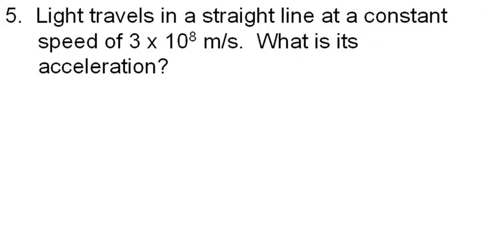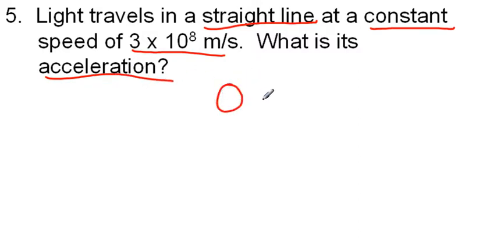Light travels in a straight line at a constant speed of 3 times 10 to the 8th meters per second. What is its acceleration? In this case, we are told the magnitude and the direction, and that it is constant the entire way. So if light travels in a straight line at this constant speed, its acceleration is 0. It doesn't have an acceleration. So if you're told about both the magnitude and the direction, and that both are constant, your acceleration must be 0.